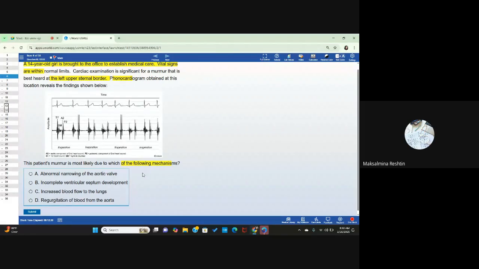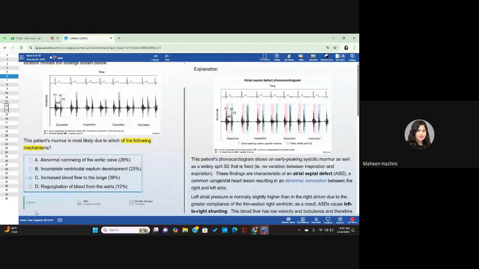It is a fixed split. Yeah. See, so this is atrial septal defect, like I said. So, locations are very, very important in terms of remembering.